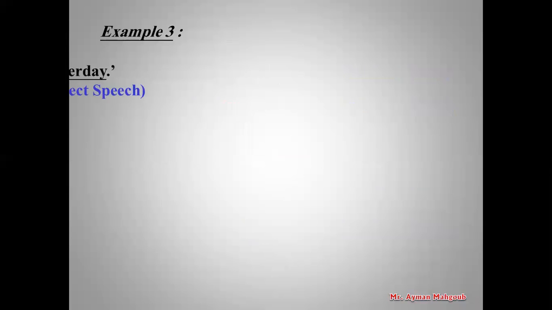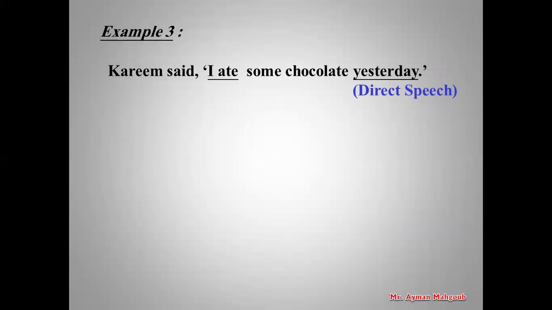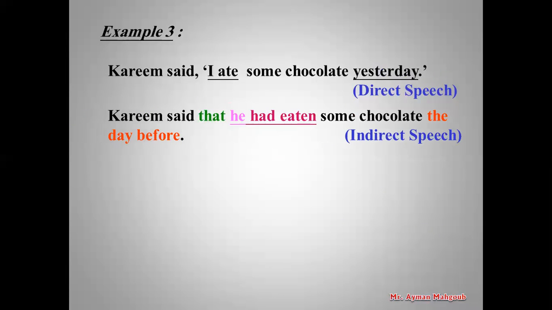Example 3, Karim said, "I ate some chocolate yesterday." This is direct speech. How do we know? Because we have a comma and quotations. We change this into: Karim said that he had eaten some chocolate the day before.